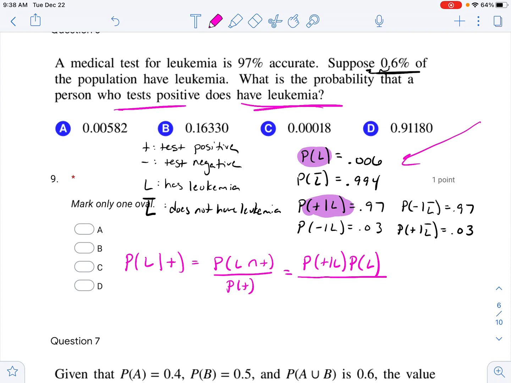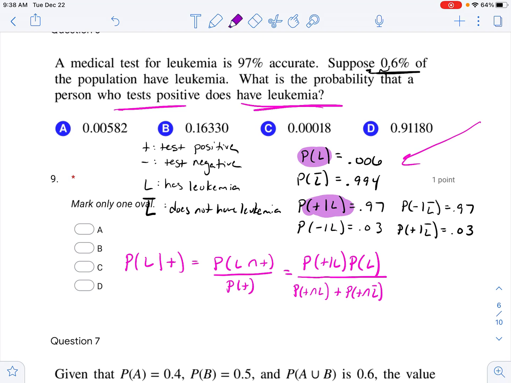Now, the idea behind the law of total probability is this. We've got to find all the ways that the test can come back positive. If you think about it, there's only two ways the test can come back positive. It comes back positive and the person has leukemia, or the test comes back positive and the person doesn't have leukemia. So I can write that as the probability it came back positive and the person has leukemia, plus the probability the test came back positive and the person doesn't have leukemia.